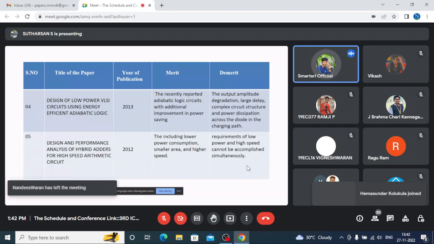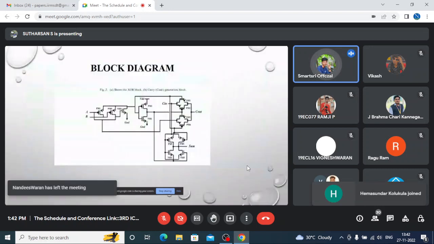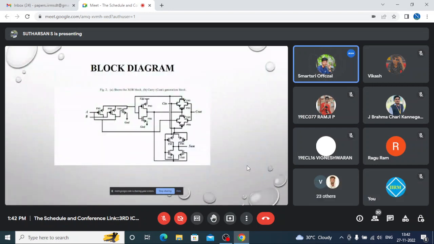Sir, block diagram. This diagram performs XOR operations, sir. But we have the sum and carry inverter, so this block diagram performs XOR operations. The proposed hybrid 1-bit full adder shows enhanced performance in power consumption and power delay product as compared to the ordinary CMOS design, sir.